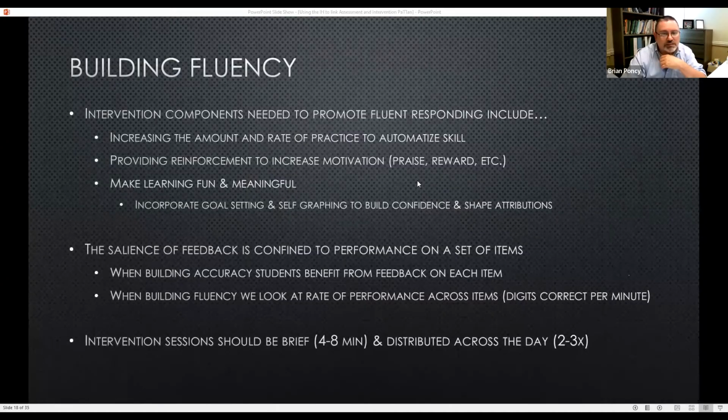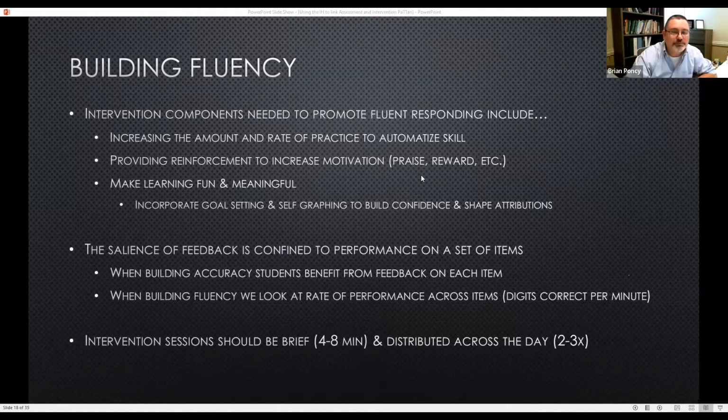Salience feedback is confined to performance on a set of items. And so in all these previous interventions, every single item would have feedback with it. Okay, here you'll just time a kid and you'll see how many items they get per minute. And so you see how you're increasing that set and you're beginning to fade the feedback from per item to per set of items. Intervention sessions should be brief, 4 to 8 minutes, and distributed across the day, if possible, 2 to 3 times.